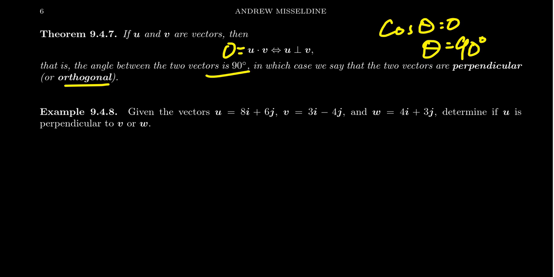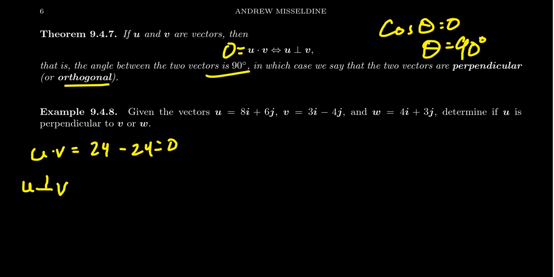So how do we check to see if two vectors are orthogonal with each other? Let's take u and v, for example. Just compute their dot product. U dot v is going to equal 8 times 3, which is 24. And then you're going to subtract from it 6 times 4, which is 24. That's equal to 0. So this tells us that u is perpendicular to v. These two vectors are perpendicular to each other.